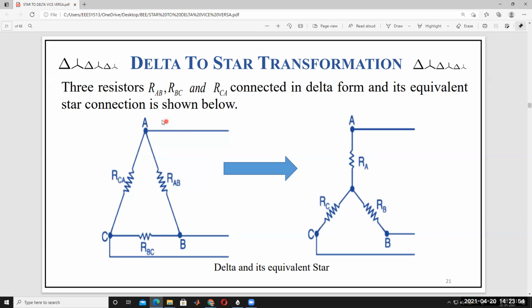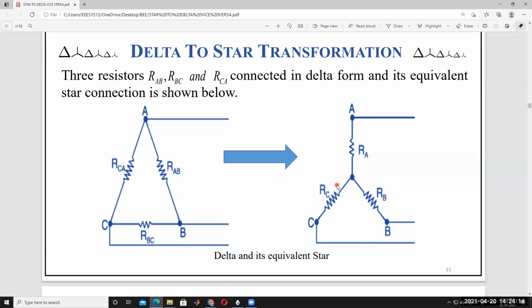Three resistors RAB, RBC, RCA are connected in delta form, and its equivalent is the star connection, the delta-to-star conversion. So it is converted like this: RA, RB, RC. How is the conversion done? Let us consider here.